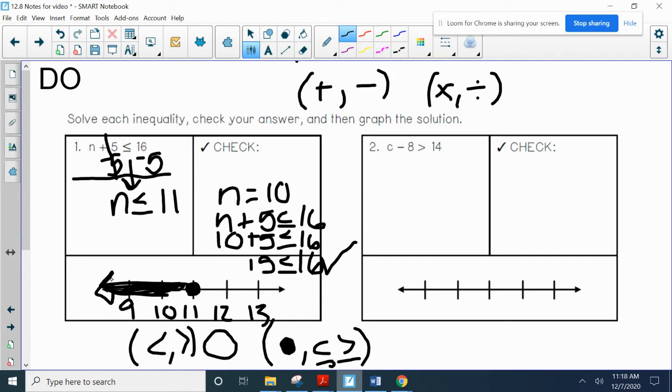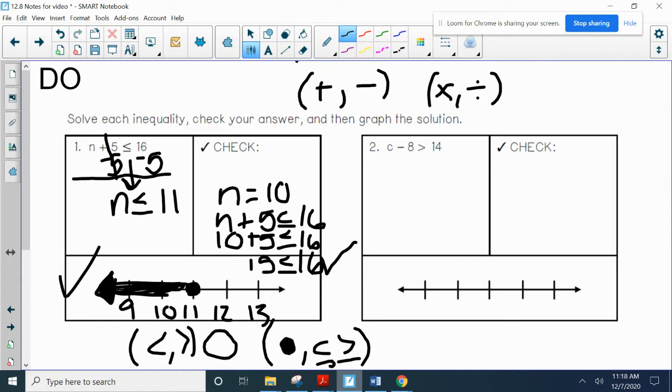And I have an extra bonus check for you. Yesterday, when we were talking about this, I told you a little trick. And I said this trick only works if your variable comes first. And in this case, it does. We have n is less than or equal to, not negative, just 11. I said if your variable comes first, we can look at which direction that inequality is pointing, and that's the direction you would shade. Well, n comes first, and it's pointing left, and that's which direction we shaded, so we know we did it right.